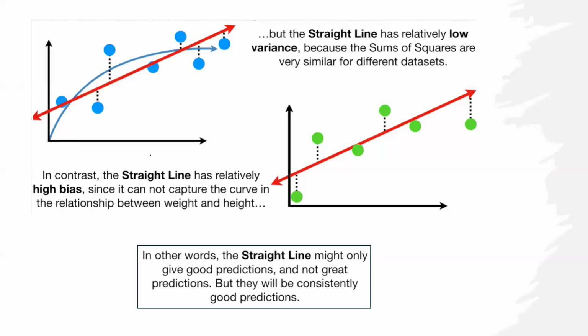In contrast, the straight line has relatively higher bias. Since it cannot capture the curve in the relationship between the weight and height, the bias is high and the variance is low. In other words, the straight line might only give good predictions, not great predictions. It can predict, but it will not give great predictions. But they will be consistently good predictions.